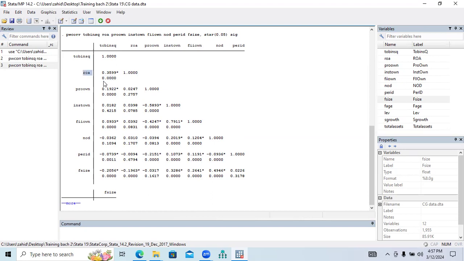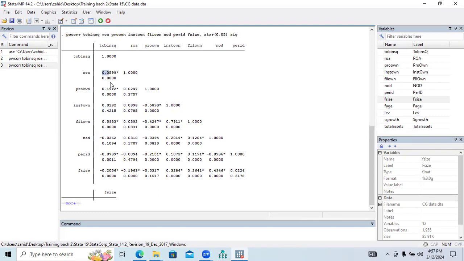Now you can interpret this table. There is a significant and weak positive correlation between ROA and Tobin's Q. There is a significant and weak positive correlation between PR ownership and Tobin's Q. There is a positive but insignificant correlation between PR ownership and ROA. There is a positive correlation which is not significant between institutional ownership and Tobin's Q, and so on. You can easily interpret these values.